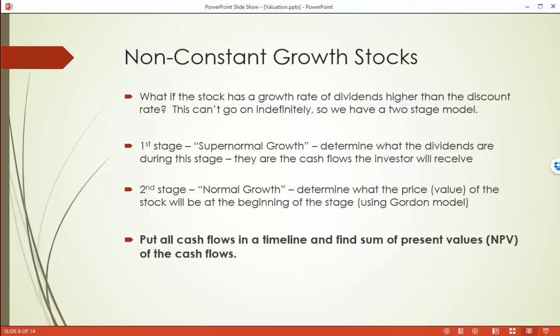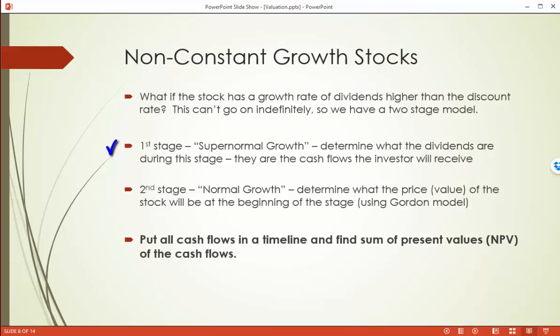But what if we have a growth rate of dividends that's higher than the discount rate? Well, the assumption is that that can't go on indefinitely. And so we're going to use here a two-stage model. So it's a way to handle non-constant growth stocks. And what we do is break it down into two stages, where the first stage is the supernormal growth, or the non-normal growth, might be a more general way to put it.